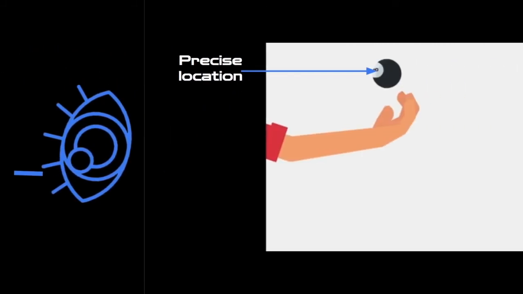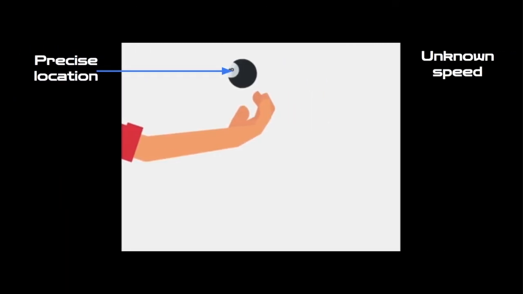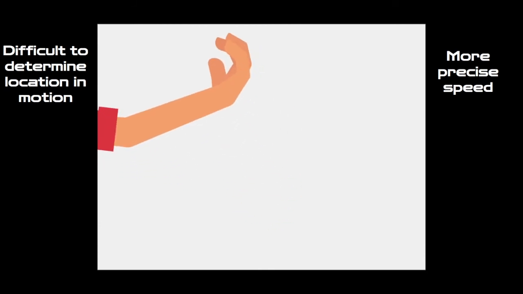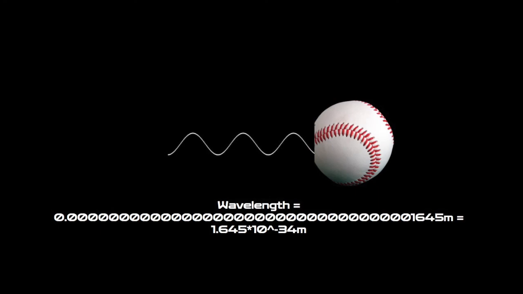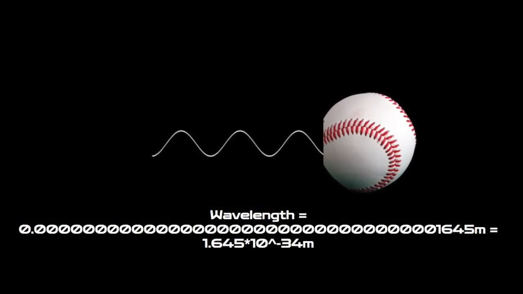In a nutshell, at the small quantum scale, it is impossible to know precisely how an object is moving and where it is at the same time, and everything acts as a wave as well as a particle, with its observed effect depending on its size.